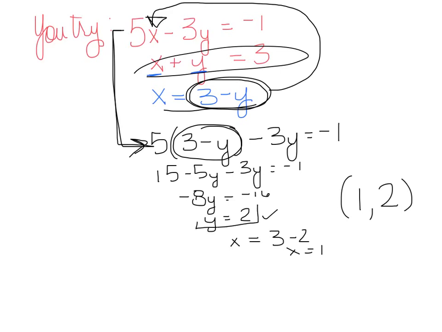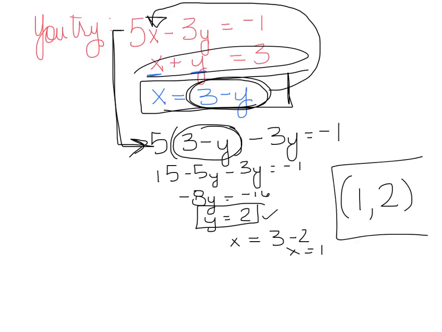Once I have y is equal to 2, I'm going to go back to this equation and find x. So x was equal to 3 minus that y value, which was 2, and get x equal 1. Put them together, (1, 2). Solution. So that's the method of substitution. Let's talk about the next method.